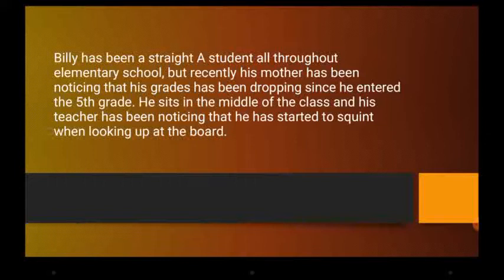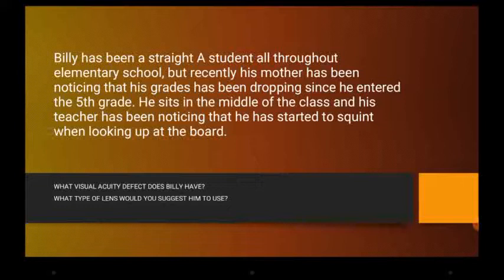Let's just examine the question first. This Billy has been good throughout, but then his grade has been dropping. Where does he sit? In the middle of the class. What happened recently? The teacher has noticed that he has started now to squint when looking up at the board. Now, what are the questions? Part A of the question reads: what visual acuity defect does Billy have?